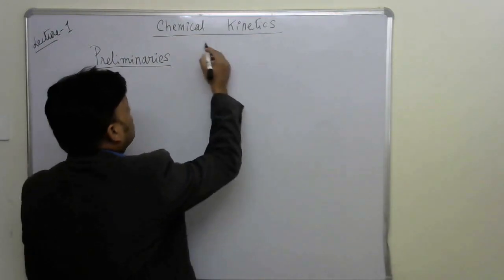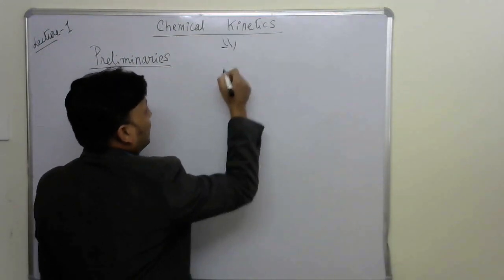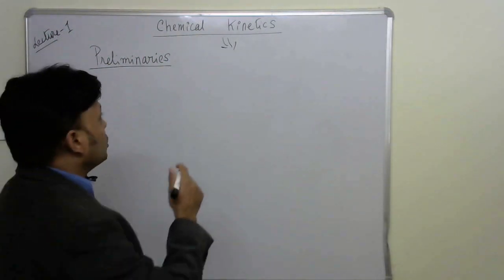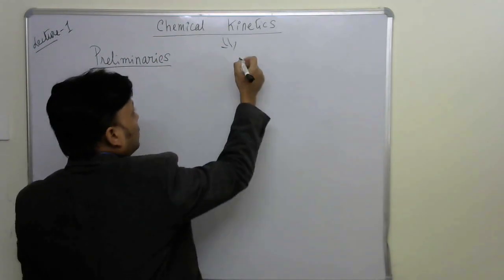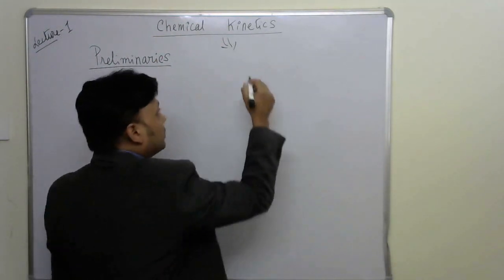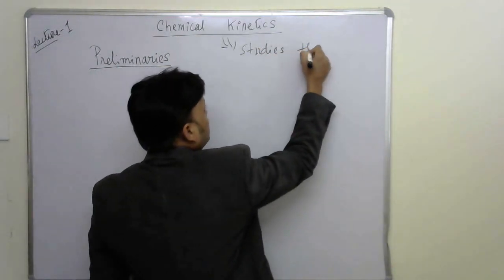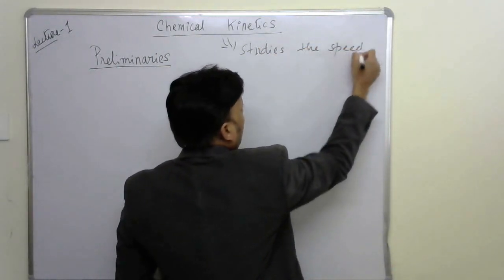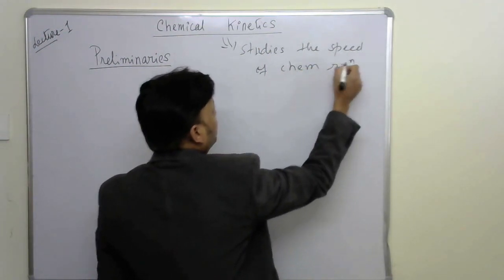First of all, what does the phrase chemical kinetics mean? Chemical kinetics is the subject that studies the speed of a chemical reaction. Okay, so this is very simple.